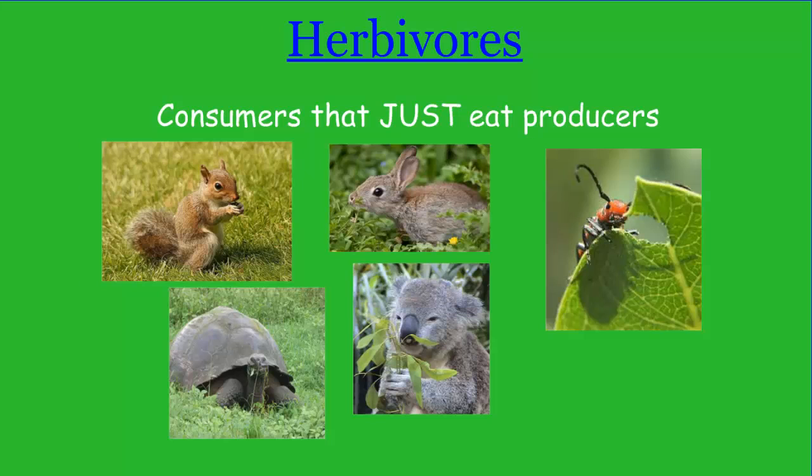Next we have the herbivores, and herbivores are those consumers that eat the producers, and they only eat the producers. As you can see on the screen, you have insects that eat just plants, like the grasshopper. You have rabbits and squirrels and tortoises and koala bears and zebras and elephants and horses and deer, and there are a lot of herbivores. Some of the world's largest animals are actually herbivores.